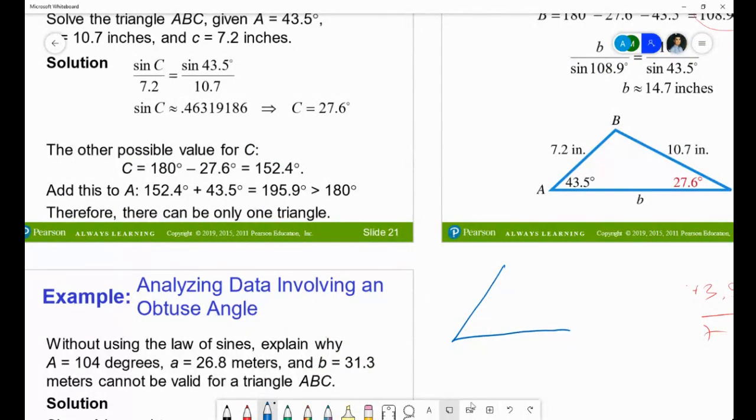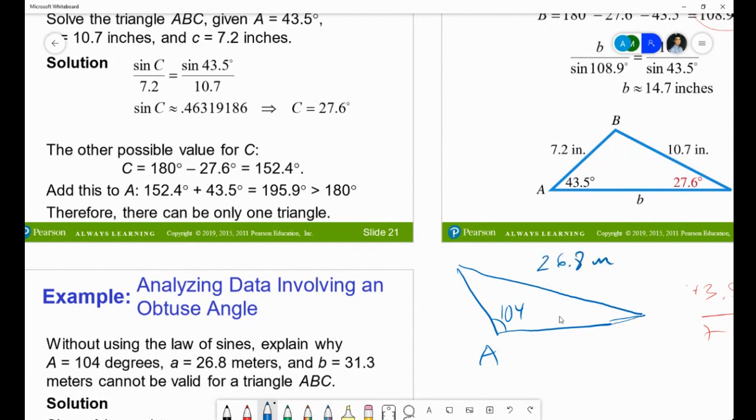A is 104, so I'm going to try to draw it so that it resembles it. So A here, this is 104. And we have side A, which is 26.8 meters. And B, so B could be either one. So let's say this is B, 31.3 meters. All right, why can this not be a triangle?